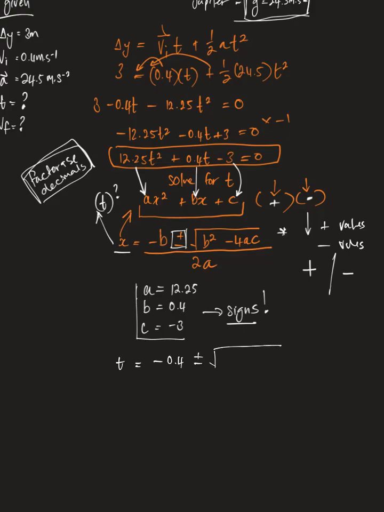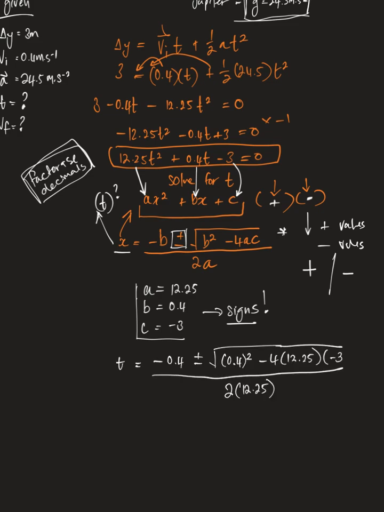Positive over b squared. So b is 0.4 squared. Look at how I'm putting the brackets. Minus 4 times a. What's a here? 12.25. Multiplied by c, which is negative 3. And all of that over 2a. 2 and a was 12.25.